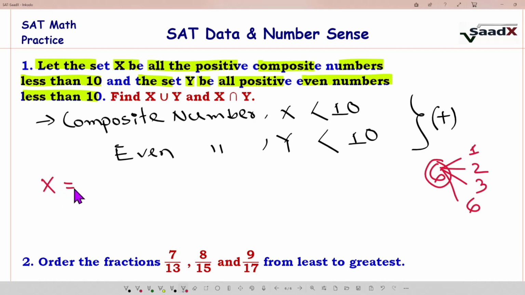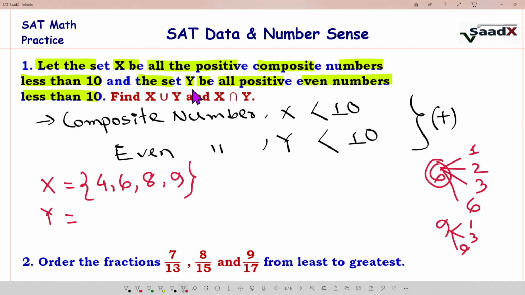So we can write X equals 4, 6, (5 is a prime number, 7 is a prime number), 8 is a composite number, 9 is also a composite number because 9 can be divided by 1, 3, 9. Okay, and it's enough because less than 10, not equal to 10. So what is Y? Here it is mentioned Y is all positive, meaning more than 0, and it should be even numbers. So even numbers we will start from 2, then 4, then 6, and finally 8.